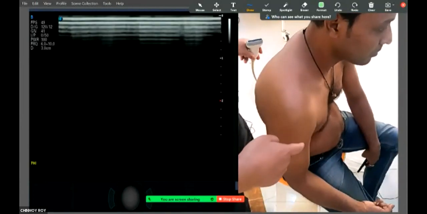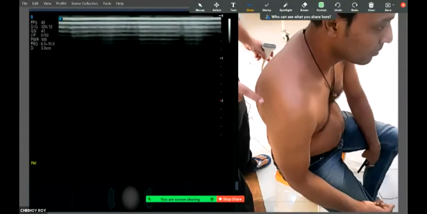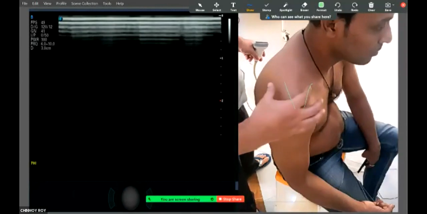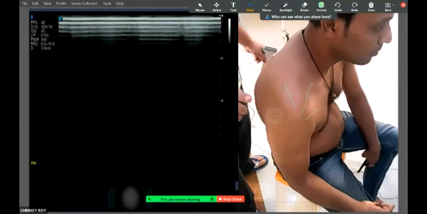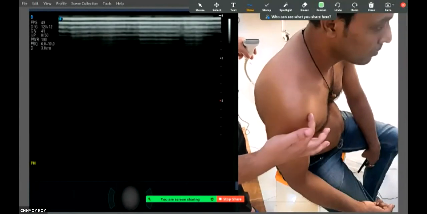As I told you, there are 4 muscles: supraspinatus, infraspinatus, teres minor, and subscapularis. So these 4 muscles are the rotator cuff. Apart from this, what are the associated muscles? One, as I have told, is the biceps.